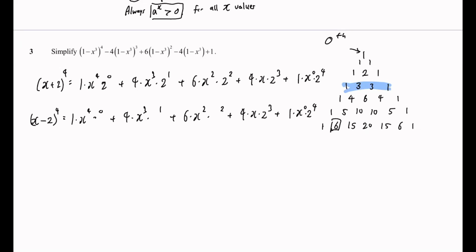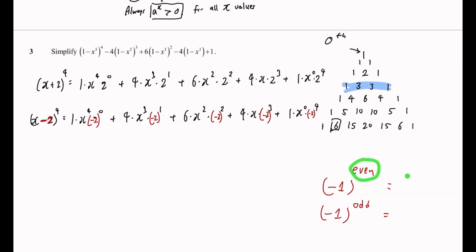Okay, let me just use a red pen. -2 means that, okay, -2 here, -2 there, -2 here, -2 there. Can you tell me, a negative number raised to the power of even, a negative number raised to the power of odd, what will you get? Negative. Yes, or maybe just -1. Negative number, or -1, raised to the power of even, like 2, 4, 6, 8, what will you get again?